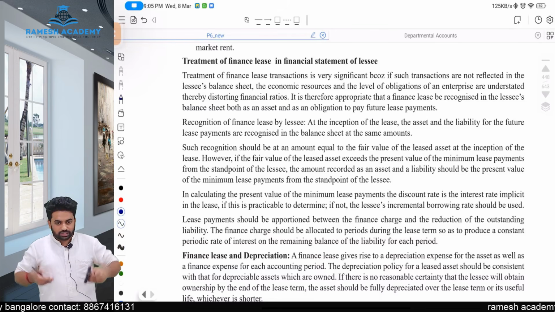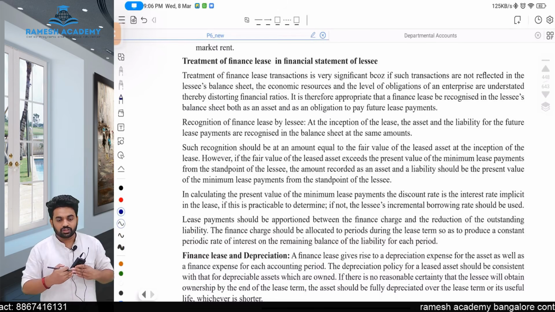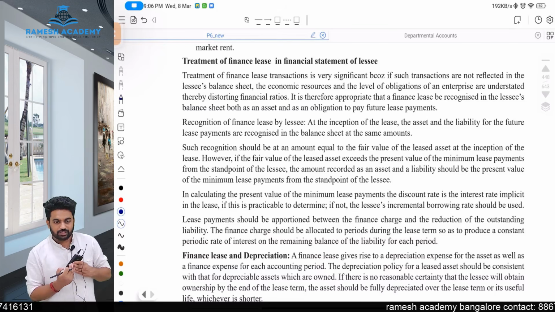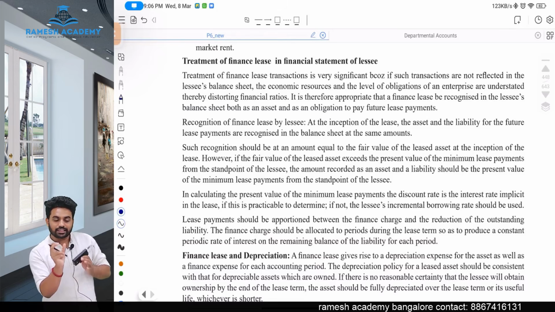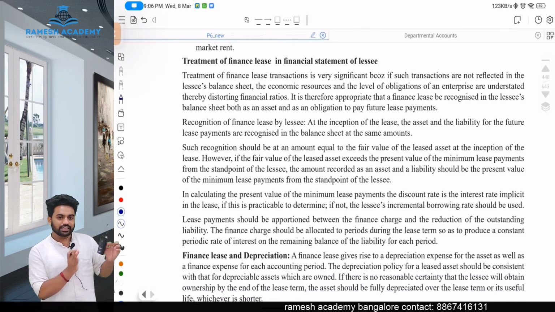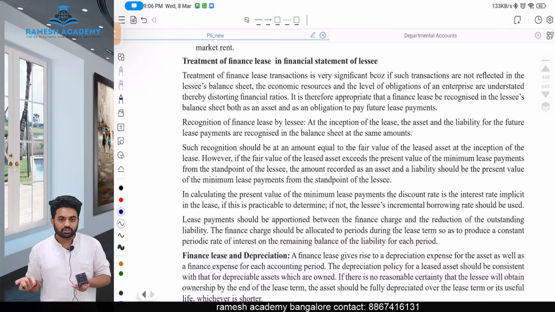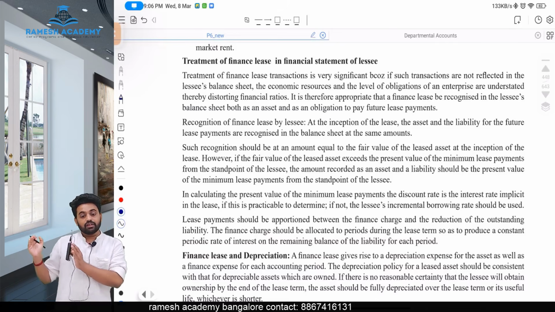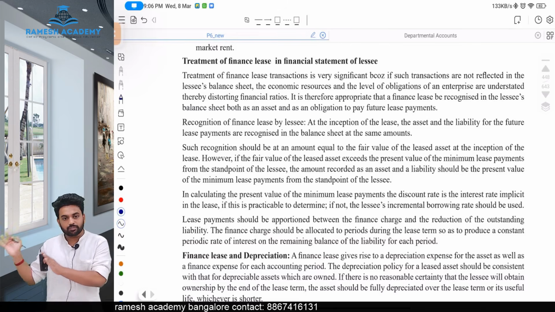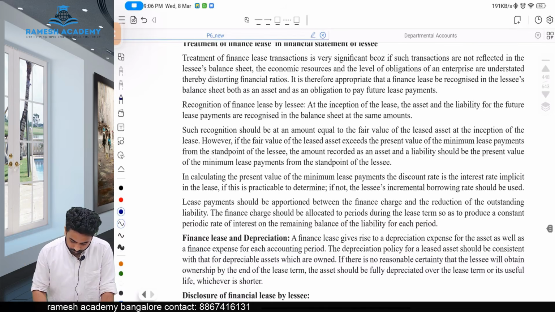Because today only you are getting the asset. To get that asset, you have to pay for the next 10 years, no? So that next 10 years rent, the lease rentals, will be treated as a liability. Because you are creating an asset, it is getting debited. Credit what? You are not paying full money. So you are treating it as a liability, that is, future lease payments you are going to keep as a liability. Okay sir, done.